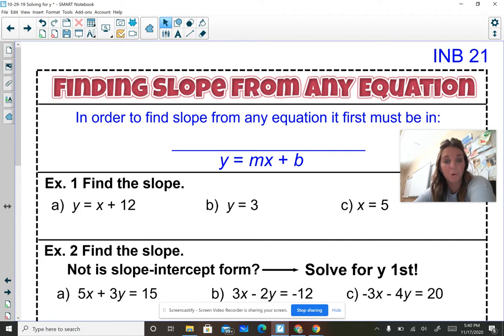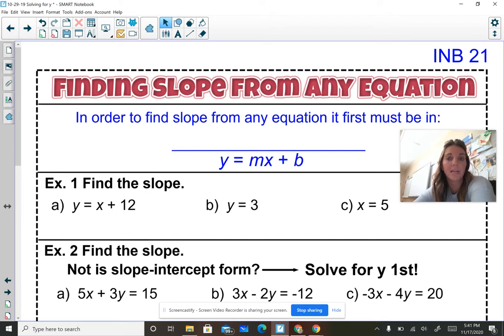If I gave you 2 points, you were able to use the slope formula, which is the second y minus the first y divided by the second x minus the first x. And I've given you equations in slope-intercept form, and you were supposed to be able to find the slope because it's multiplied next to the y.